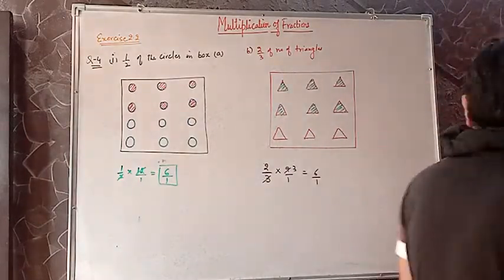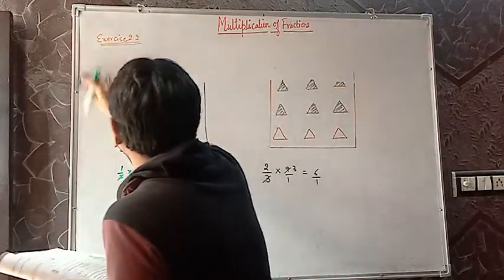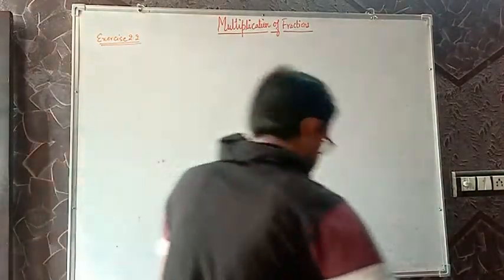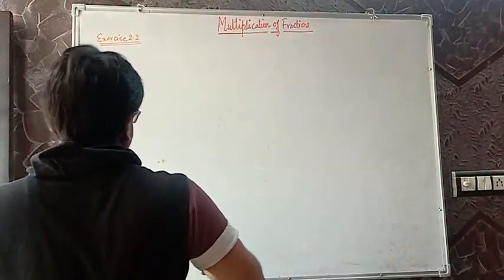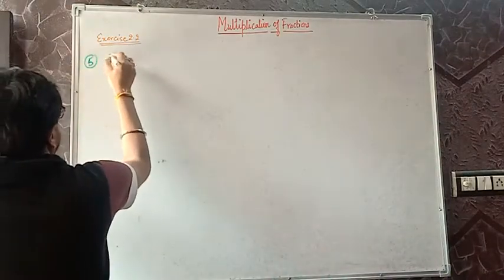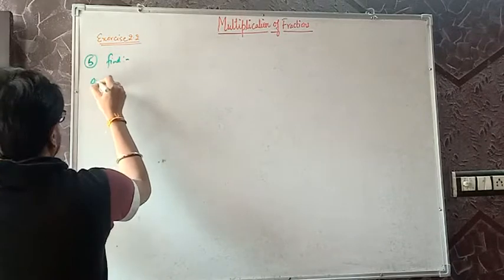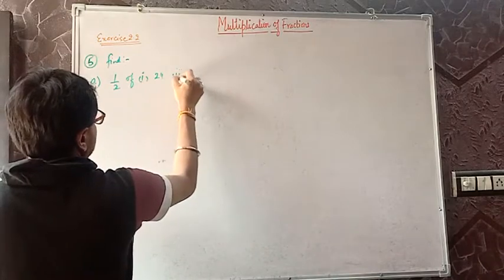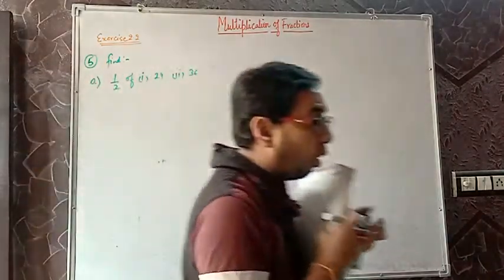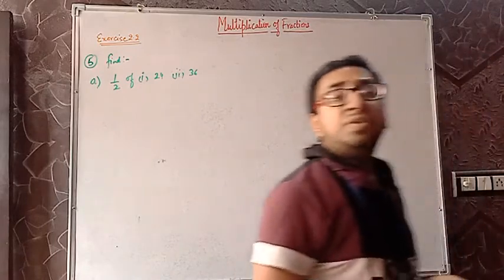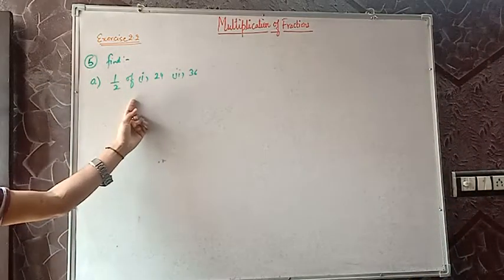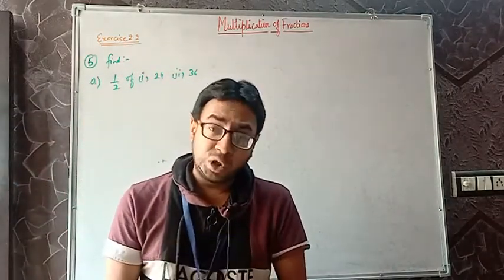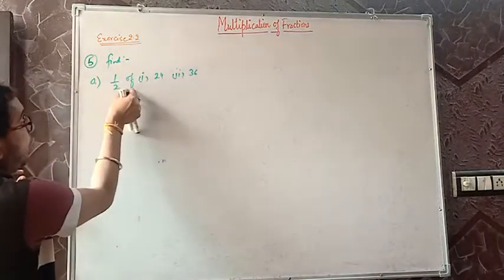Okay. Question number 5. Question number 5 states, very important operation, find. First part, 1 by 2 of 24. Second part, 36. Understand the meaning of this "of". Of looks like a preposition. In grammar we use of as a preposition for position, for time, for various purposes, right? So what is the meaning of it here?